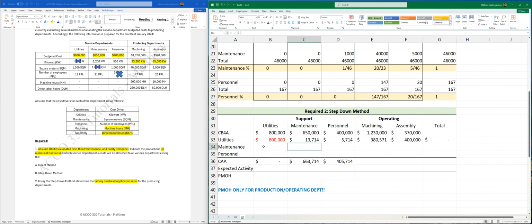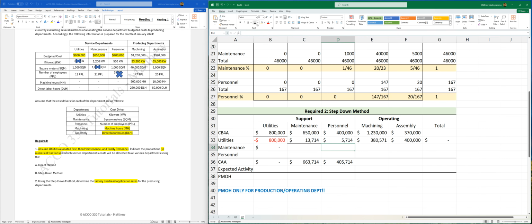Okay, now let's do maintenance. Does maintenance ever allocate backwards to utilities doing the step-down method? No, 0. Does maintenance allocate anything to itself? Not possible. What maintenance will allocate is to all the other departments, so this is going to be our negative number. Remember, guys, with the step-down method, you could build your little staircase if it makes you comfortable. We'll do the staircase like this. We're not going to put a little thing under the staircase, so hopefully no one falls through.